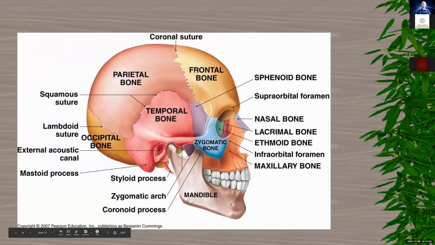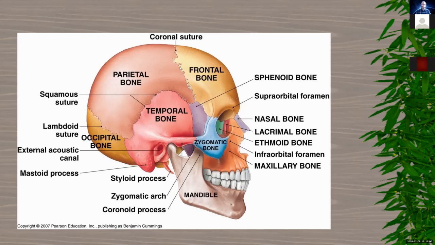Let's go to the side. So here's the frontal bone, your forehead. Here's the zygomatic bone, your cheekbone. Here's your maxillary bone. Here's your mandible. Here's the side, the temporal bone. This is where we have your ear canal, where your ear goes inside your head. This is the back occipital bone. But then there's this large bone on the back of your head known as the parietal bone.